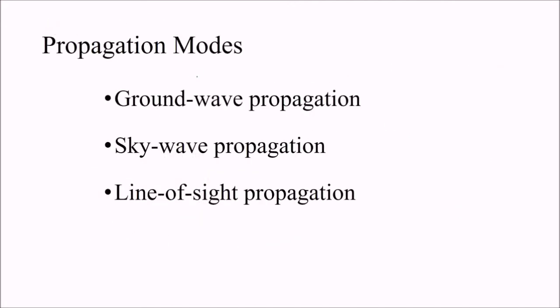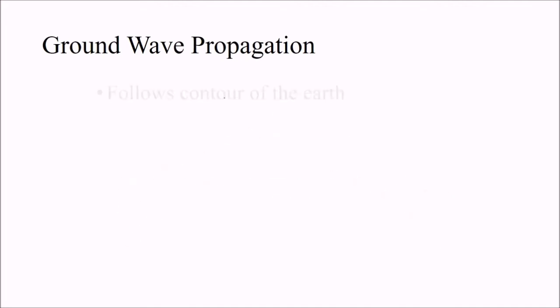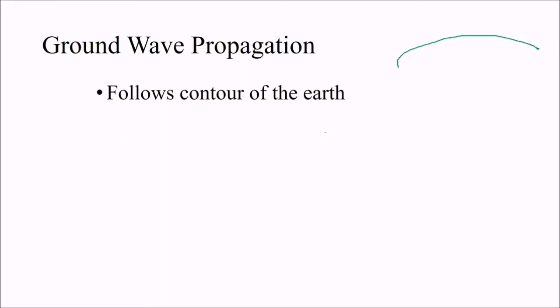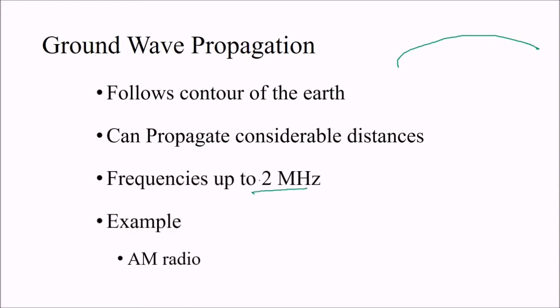The propagation modes for an antenna can be of three types: ground waves, which follow the ground; sky waves; and line of sight. Ground wave propagation, as I said, follows the curvature of the earth. This is a transmit antenna, this is the signal being propagated, and this is the receive antenna. It follows the contour of the earth and can propagate to considerable distances. The frequencies are up to 2 megahertz. An example is the amplitude modulated AM radio station you might have heard on your radio.